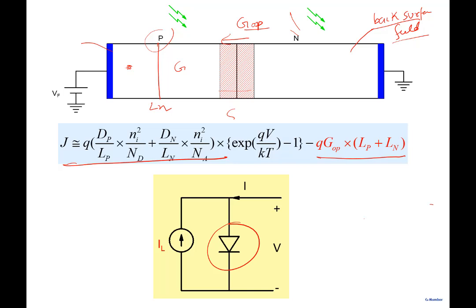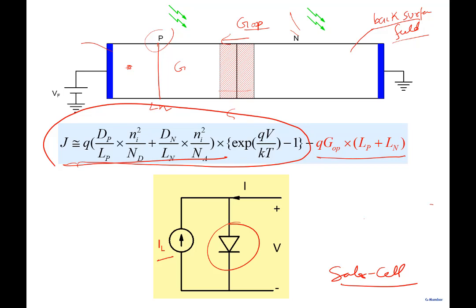Does it make sense that I've represented it by a current source? Why is it a current source? Now we are talking about a solar cell. According to this, a solar cell is a diode. The first term is a diode. But along with the diode, there is this term here. How do I represent this term? If you see q, G_op, L_p and L_n, is there any voltage dependent term here? It is current, you're right, but it's current which is independent of voltage. So how do you represent it in the form of a circuit? A current source.